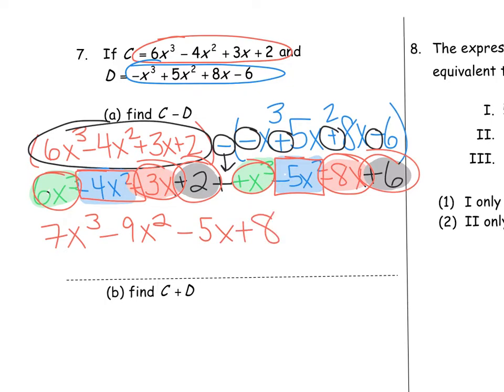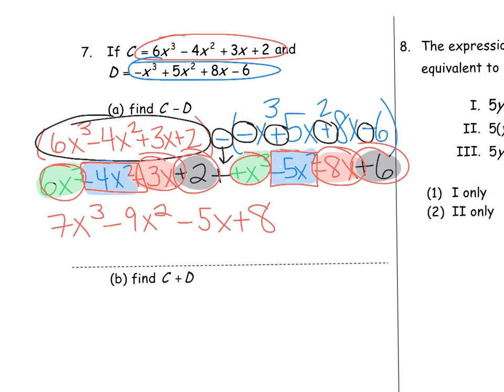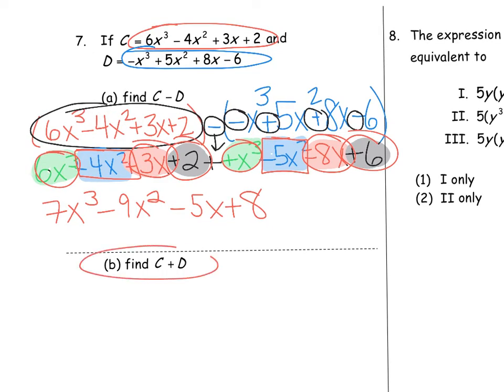Now it asks us to add C and D. I'm not going to do this part for you guys. I think this is something you should be able to do on your own. You also have my answer key, but for part B, you're just adding by combining like terms. Let's take a look at question number 8.